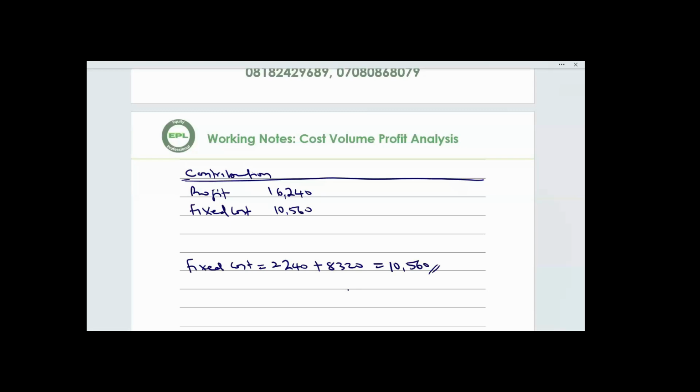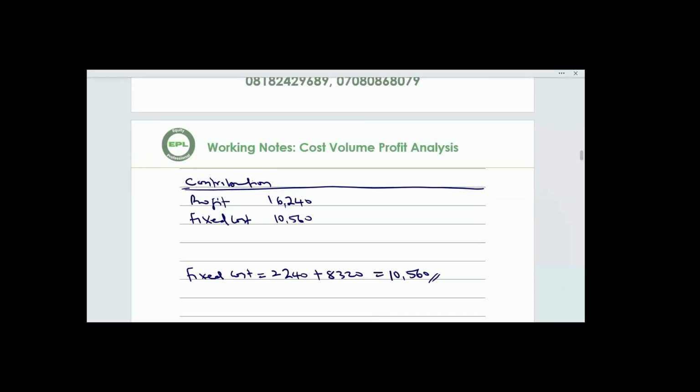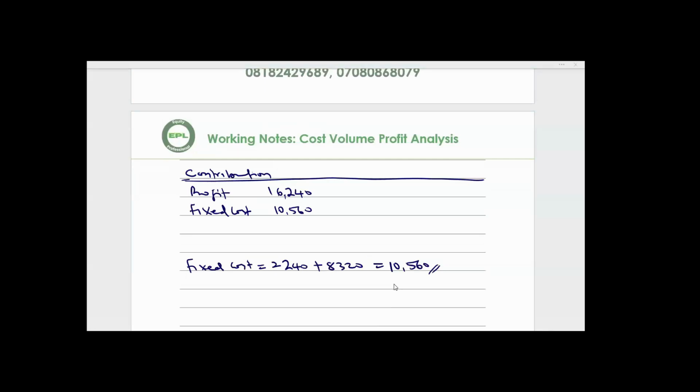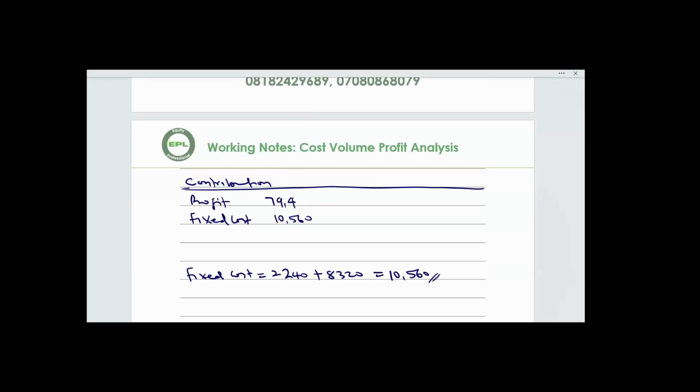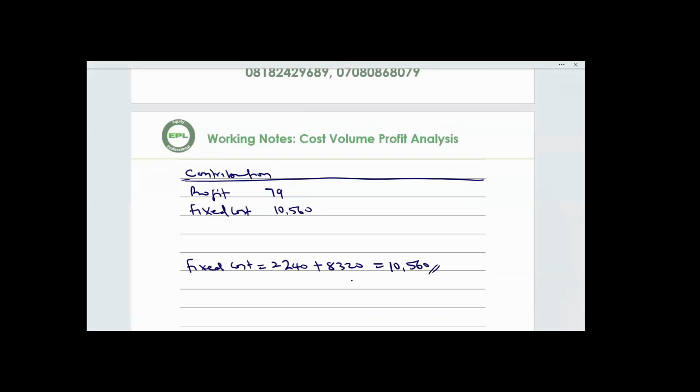When you add it up, what do you have there? You record that. You are not using it; the net profit is 7,920, not 16,240. This one is 7,940. What did I say? What did I pick? 7,920, yes. That's your net profits. 7,920. Add it up, what do you get?